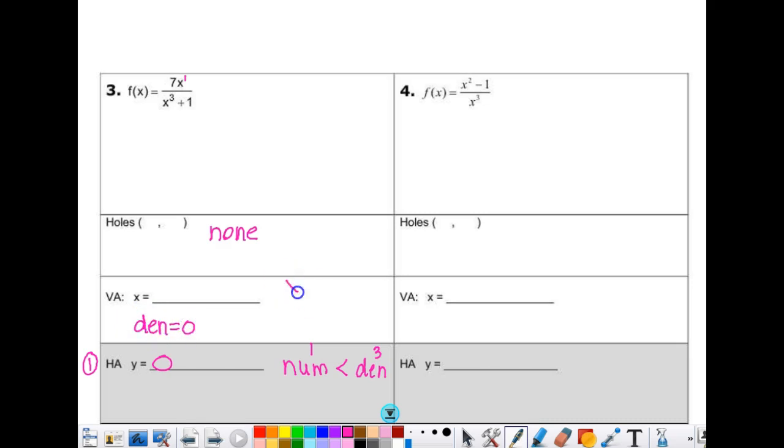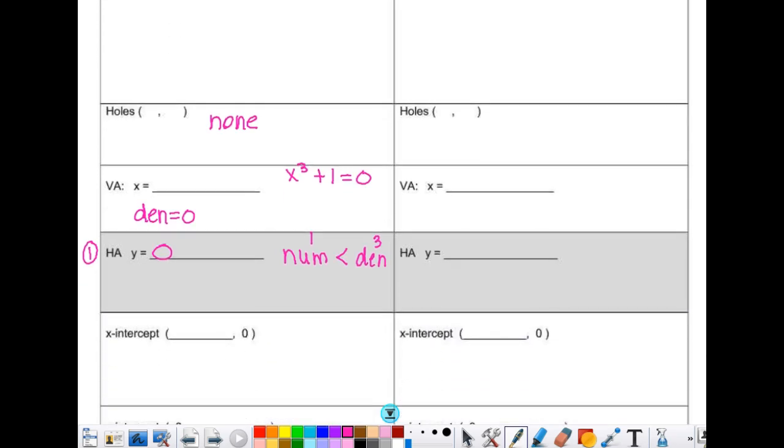So here's our denominator. We're going to say x to the third plus 1 equals 0. We're solving for x. Let me move this up so y'all can see it. It's not hard. We're going to subtract 1. We have x to the third equals negative 1. You don't divide it. How do you get rid of a third root? You cube root it, not cube it. Cube it would mean multiplying it by itself 3 times.